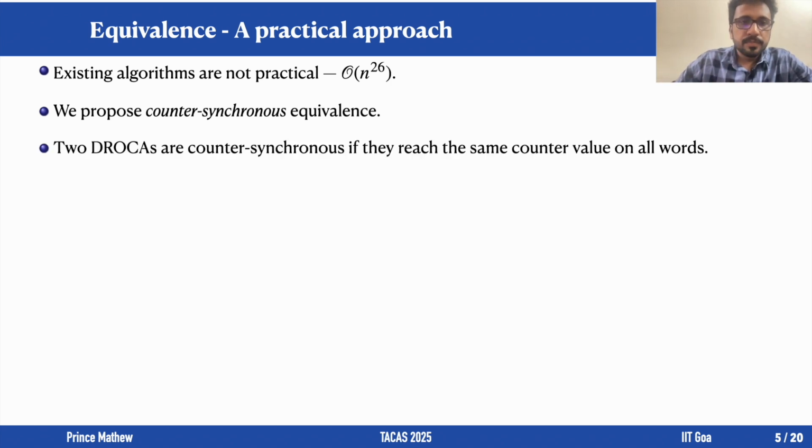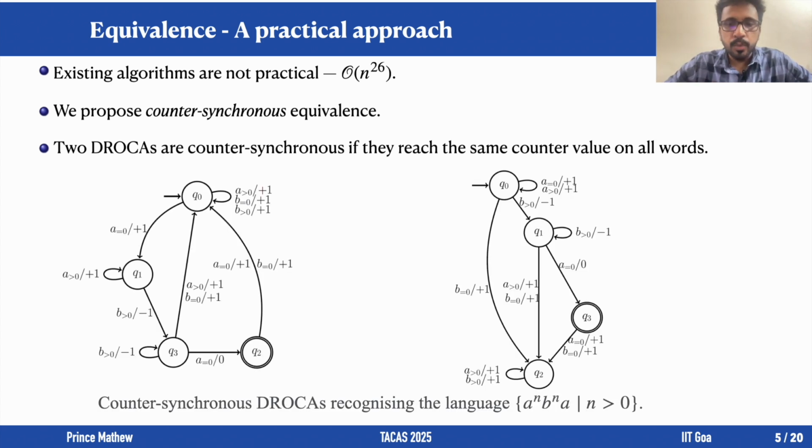Now what is counter synchronous equivalence? You have two DROCAs. You say that they are counter synchronous if they reach the same counter value on all words. For instance, you can consider the following two DROCAs. Both of them recognize the language A raised to n, B raised to n, A. Here the counter value reached on the first machine is the same as the counter value reached on the second machine for all words. They are also language equivalent. However, they are not isomorphic.